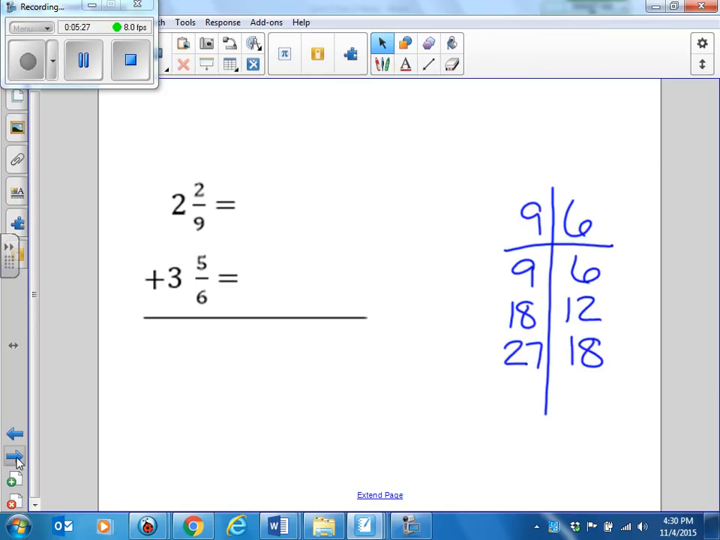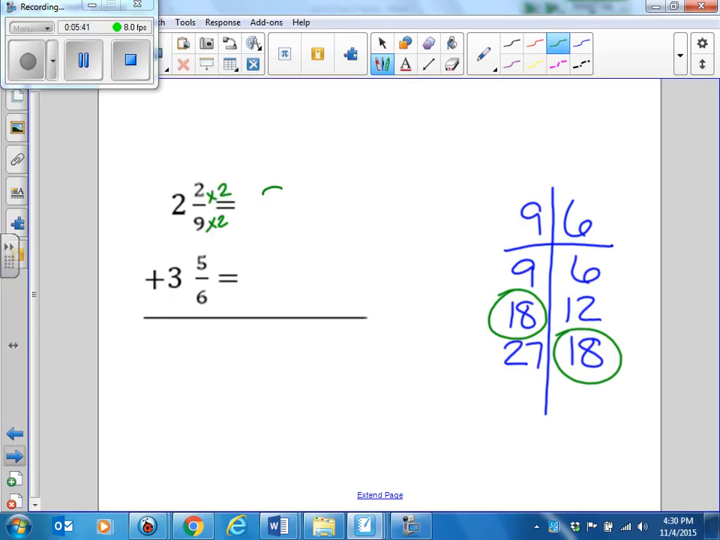Okay, and I found it. It's 18. Okay, so what do I have to multiply 9 by to get to 18? Well, I'm going to multiply by 2. So it's 2 and 4 18ths.